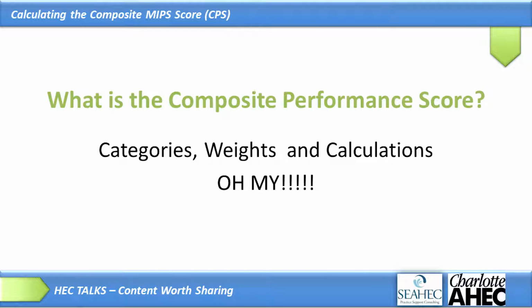Oh my, what is the Composite Performance Score and why do we have to calculate it? The Composite Performance Score is a mathematical equation with 4 categories. Each of these categories holds some weight. After performing a specific calculation, it will result in a final score called the Composite Performance Score, known by the acronym CPS. We calculate the CPS to determine the Medicare payment adjustment for a provider or group of providers.